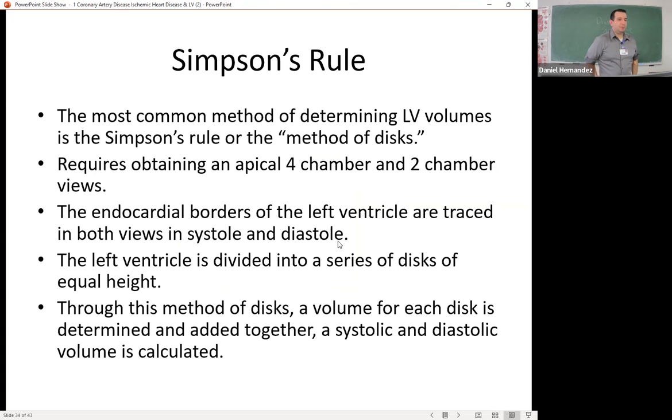So our Simpson's rule, or biplane Simpson's method of discs. This is going to be the most common method for determining LV volumes. Again, this requires obtaining apical 2 and apical 4 chamber views during systole and diastole, tracing those endocardial borders. So we're going to get a little practice tracing to ensure we're not tracing any papillary muscles.